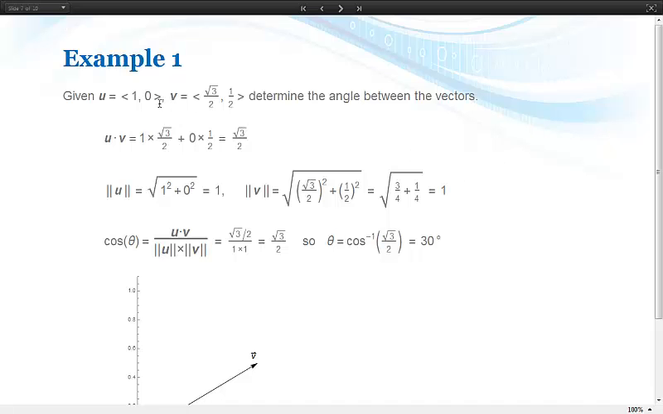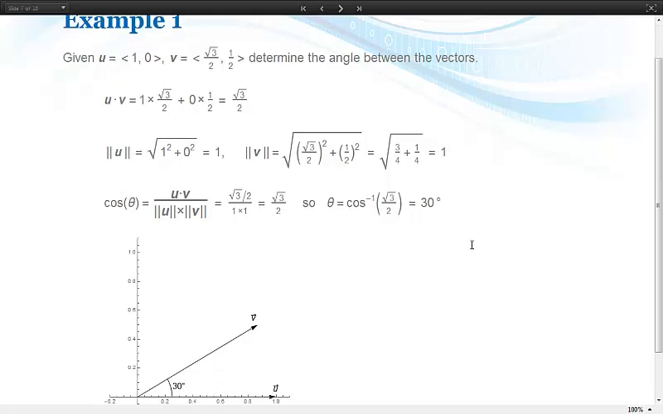So now it's easy to use the formula we have just shown above, that the cosine is the dot product of the vectors divided by the product of their lengths. In this case, the dot product is simply the square root of 3 over 2, and the lengths are both 1, so the answer is the square root of 3 over 2. So this is the exact value of the cosine of the angle, and this is one of our special angles. When the cosine is square root of 3 over 2, we know that we're sitting at 30 degrees, or pi over 6.